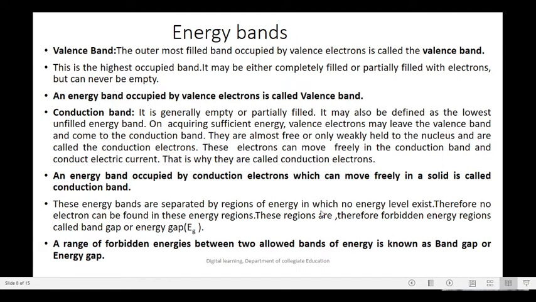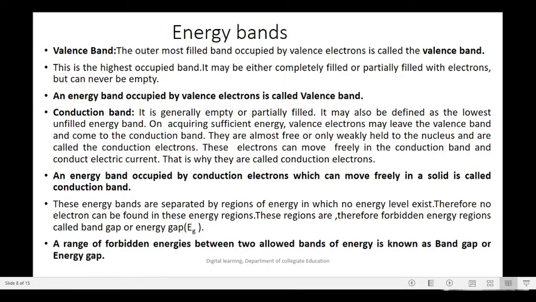So energy bands can be broadly classified into three categories. One is the valency band, another is the conduction band, and another is the band gap. The valency band is the outermost filled band occupied by valence electrons. This is the highest occupied band. It may be either completely filled or partially filled with electrons but can never be empty.